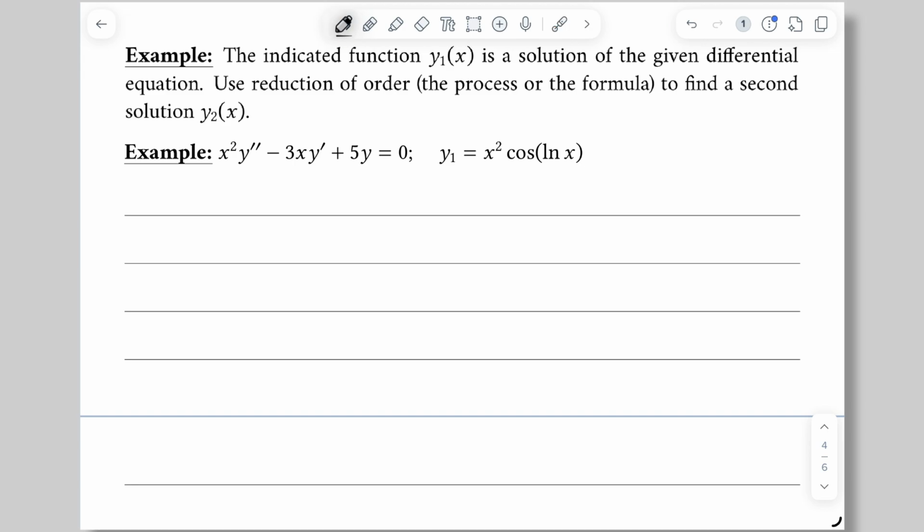We see that our equation is not in standard form. Putting it into standard form gives us y double prime minus 3 over x y prime plus 5 over x squared y is equal to 0.